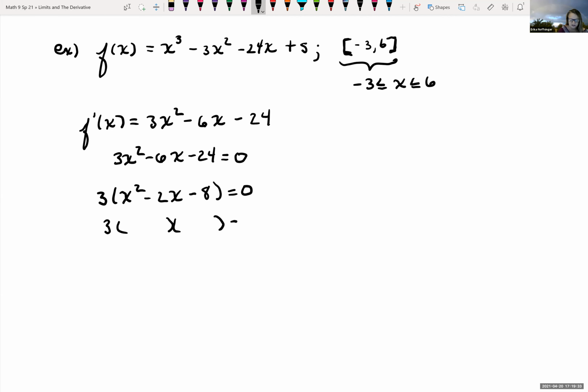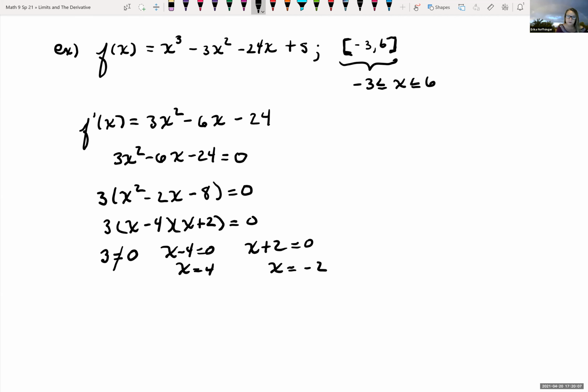So let's see if we can factor this. There are 2 numbers that multiply to -8 and add to our middle coefficient -2, and that's -4 and +2. So this factors as x minus 4, x plus 2, and we still have that 3 in front. So now we can just set each factor equal to 0. Well, 3 equal to 0, no, that's never going to happen. But x minus 4 is equal to 0 when x is 4. And x plus 2 is equal to 0 when x is -2.